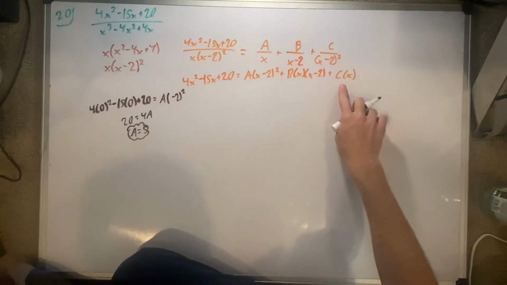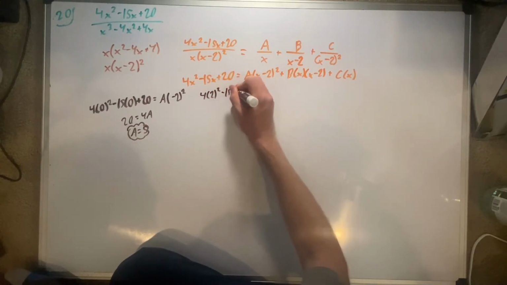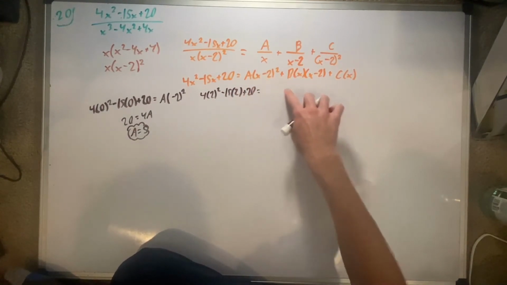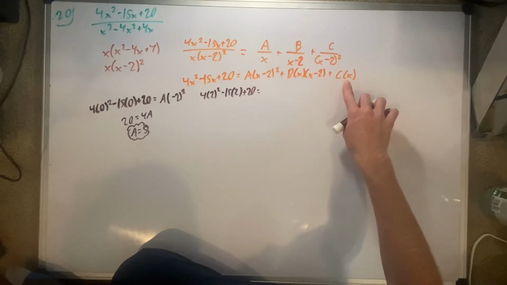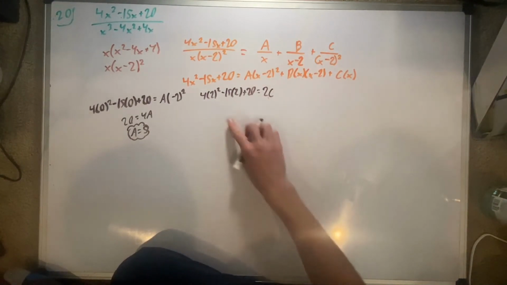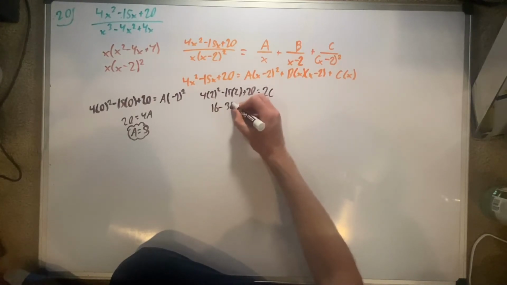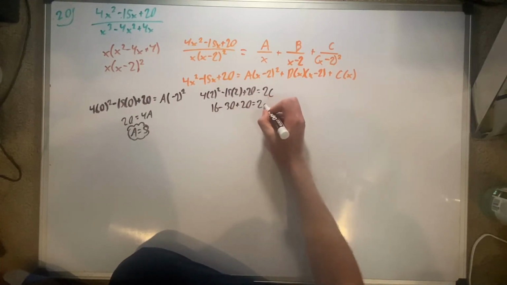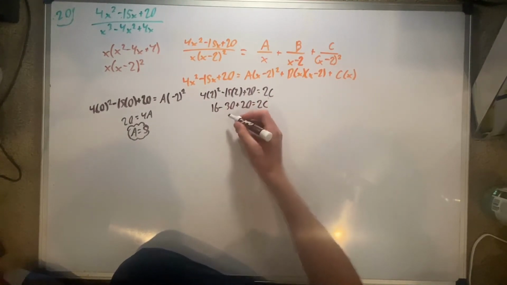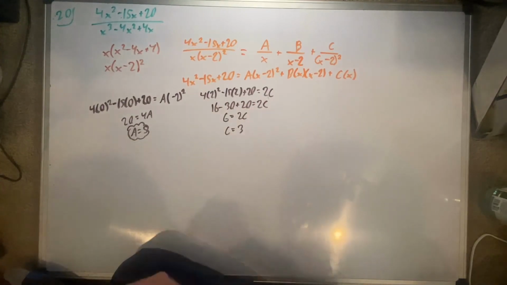And now we're going to go and solve for c by plugging in 2. So we're going to have 4 times 2 squared minus 15 times 2 plus 20 is equal to, if we plug in a 2 here, that'll make it a 0. Plug in a 2 here, that'll make it a 0. Plug in a 2 here, that won't make it a 0. So we're going to have 2, not a, we're going to have c now. So then we'll simplify this side. We'll go 2 squared, so 16 minus 30 plus 20 is equal to 2c. Simplify it down again. Negative 30 plus 20 is negative 10. So then we'll have 6 is equal to 2c. C is equal to 3.